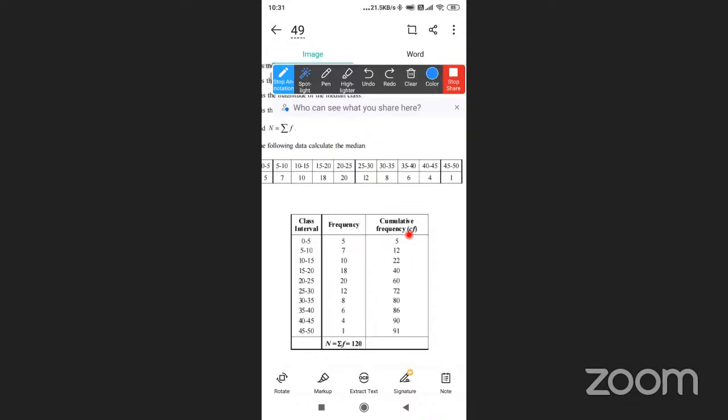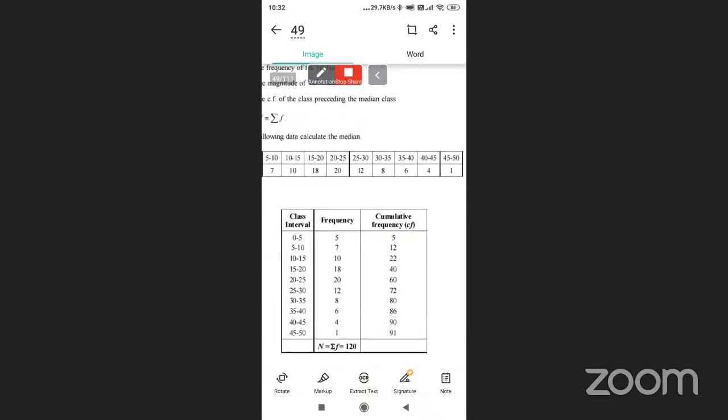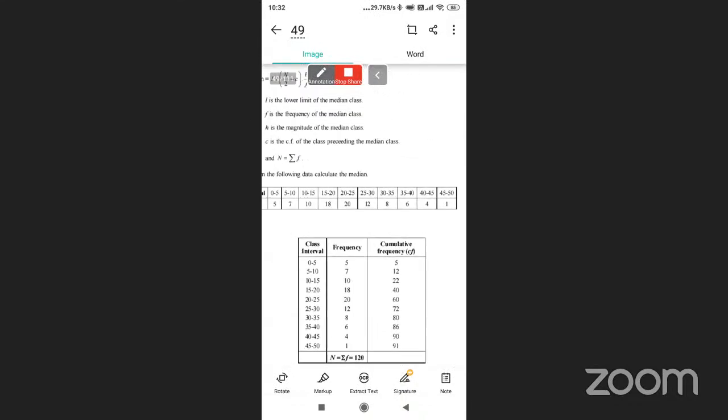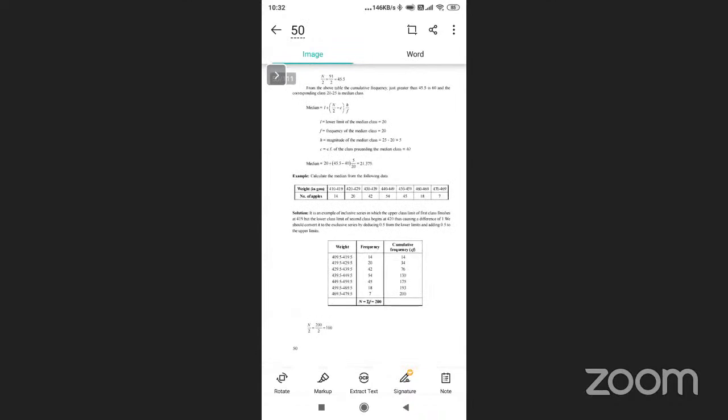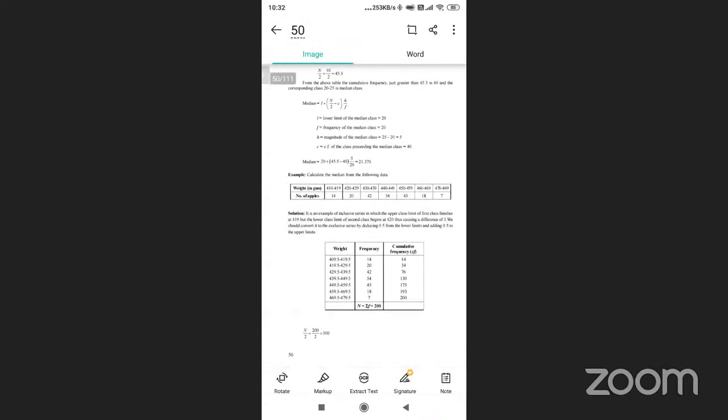Here 5 is there, so you write 5. 5 plus 7 is 12. 12 plus 10 is 22. 22 plus 18 is 40. 40 plus 20 is 60. 60 plus 12 is 72. 72 plus 8 is 80. 80 plus 6 is 86. 86 plus 4 is 90. 90 plus 1 is 91. That's clear? So the cumulative frequency total is 91. Now step number 1, obtaining the cumulative frequency, is over.